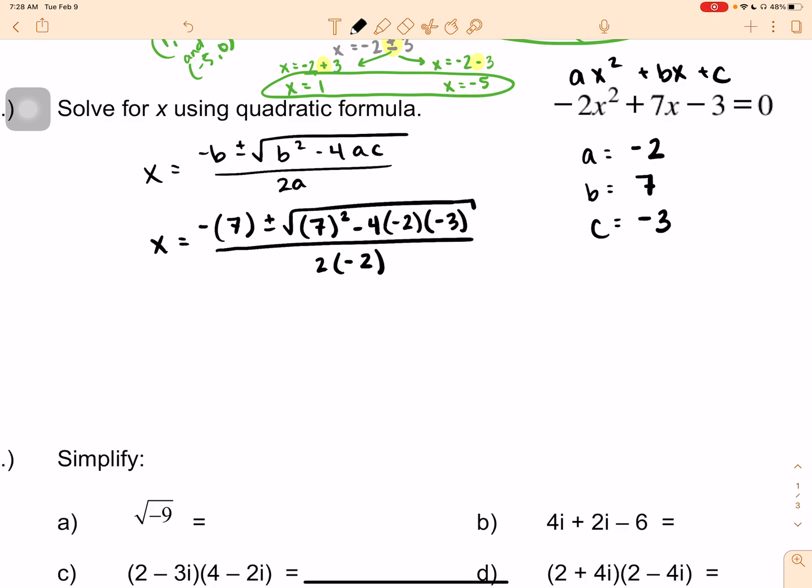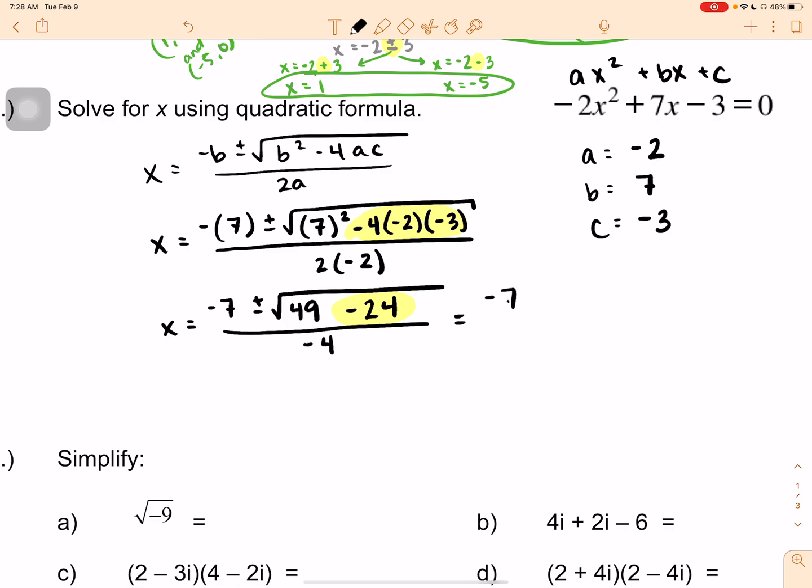So now you just start simplifying bit by bit here. So if x equals, this here is a negative 7, plus or minus 7 squared is 49. And then what I like to do for this one is I multiply all of those together at once. Okay, so negative 4 times negative 2 is a positive 8, times negative 3 is a negative 24. And this is all over negative 4. So now this gives us negative 7 plus or minus the square root of 49 minus 24 is 25, all over negative 4. And we know the square root of 25. So the square root of 25 is 5. That is a perfect square. So we just write 5 there.